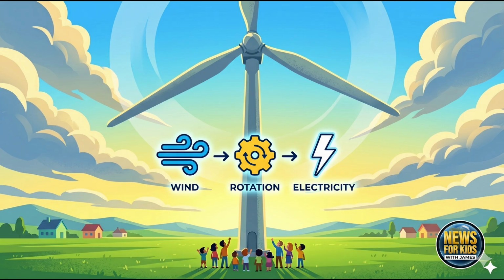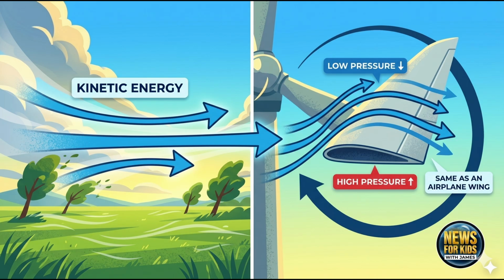Here's what happens inside every wind turbine on Earth in 3 steps. Step 1. Moving air carries kinetic energy, the energy of anything in motion. You can't see it, but on a windy day, it's enormous. Step 2. The blades convert that energy into rotation.